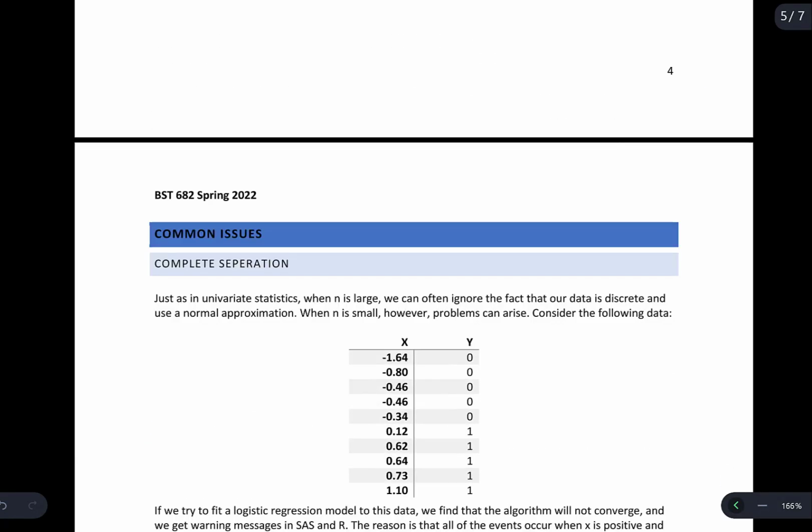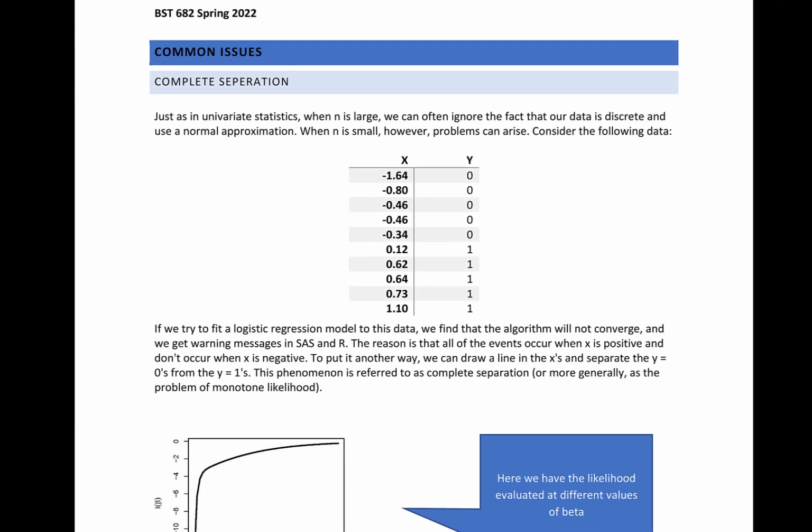All right, so here we're just going to talk about some common issues with logistic regression, and you saw these in some of the readings for the course. Just as in univariate statistics, when n is large, we can often ignore the fact that our data is discrete and just use normal approximations. However, when n is small, problems can arise. So consider the following data set.